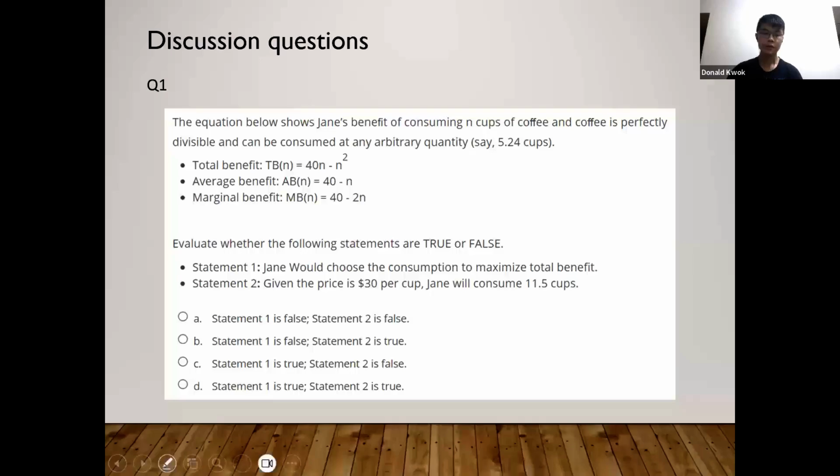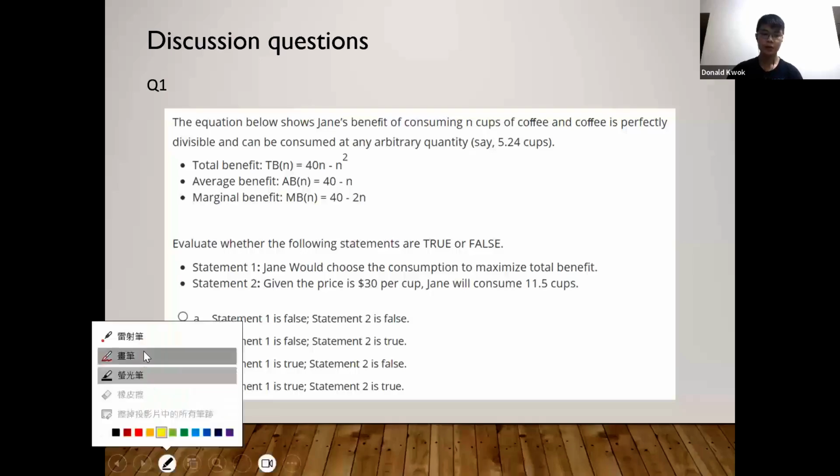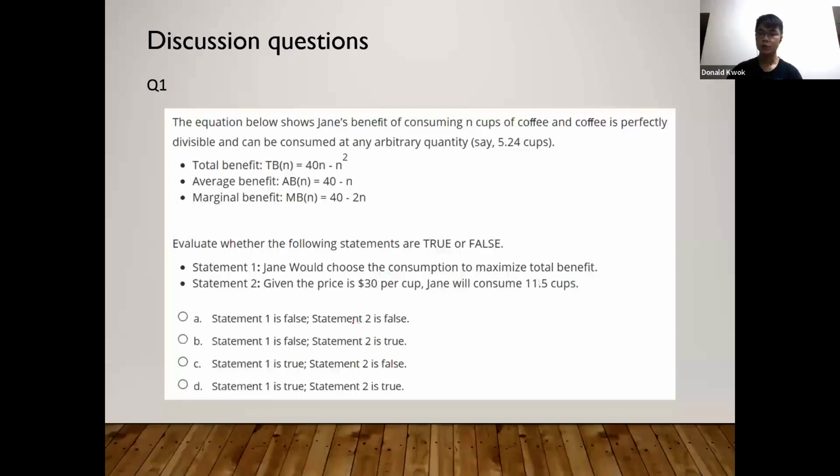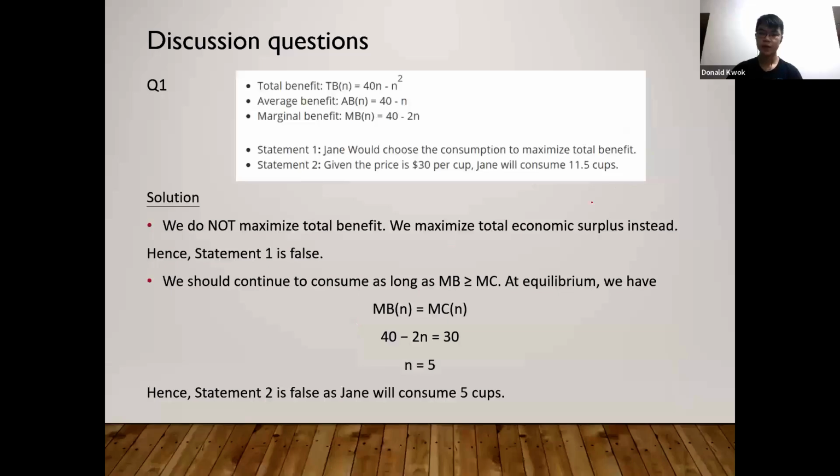All right, so let me go through the statements one by one. The first one: Jane will choose to consume to maximize total benefit. So it is false. Why? Because not only do we need to consider the benefit of consumption, but also the cost part, right? This is why we maximize total economic surplus instead of only considering the total benefit.